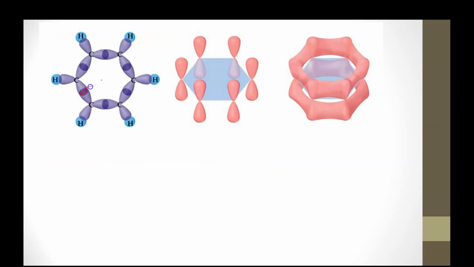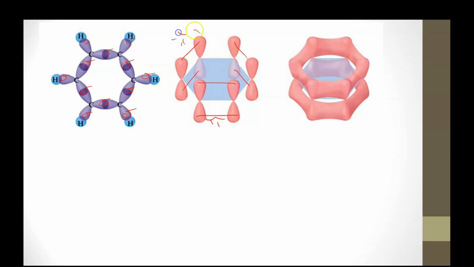So here's my sigma bond, the single bonds everywhere between carbon and hydrogen, and carbon. Those are all sigma bonds. I still have these p orbitals, and that's where it's going to form a pi bond.